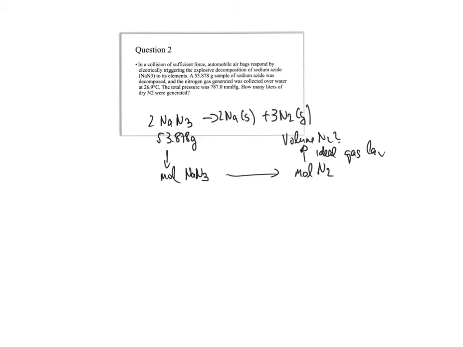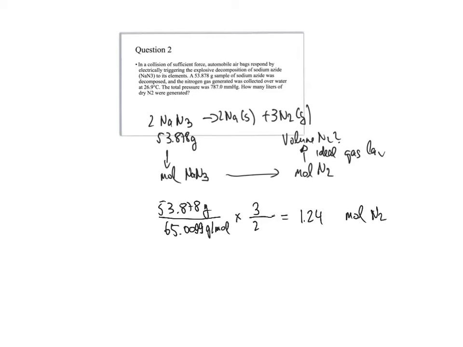Now let's do the first step. 53.878 grams divided by the molar mass, which is about 65 grams per mole. That gives me the moles of sodium azide. Then divide by 2 moles of NaN3 and multiply by 3. That gives me the moles of N2. In this case, the number should be about 1.24 moles of N2.